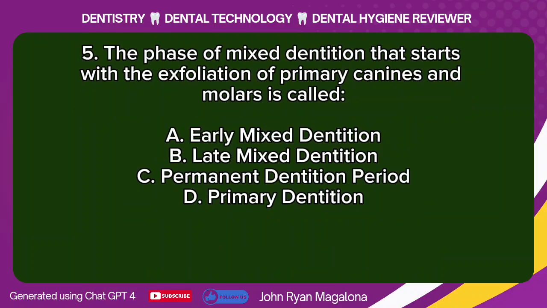5. The phase of mixed dentition that starts with the exfoliation of primary canines and molars is called: A. Early mixed dentition. B. Late mixed dentition. C. Permanent dentition period. D. Primary dentition. Answer: B. Late mixed dentition.